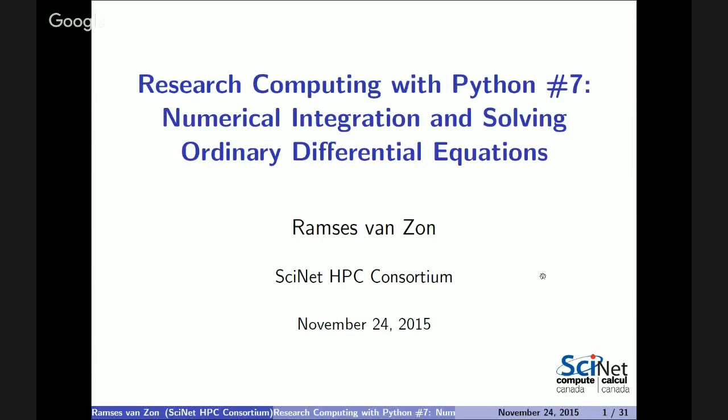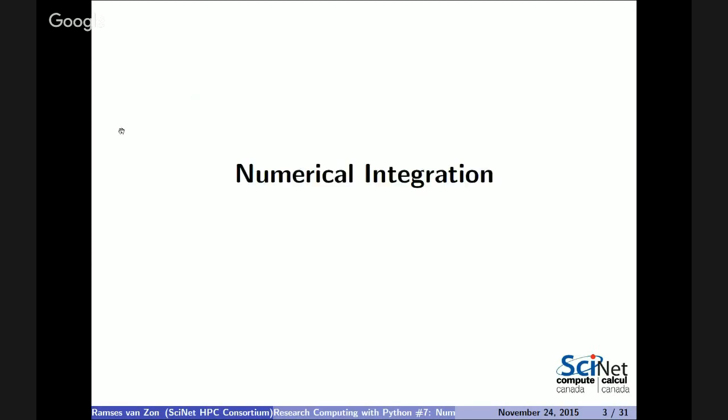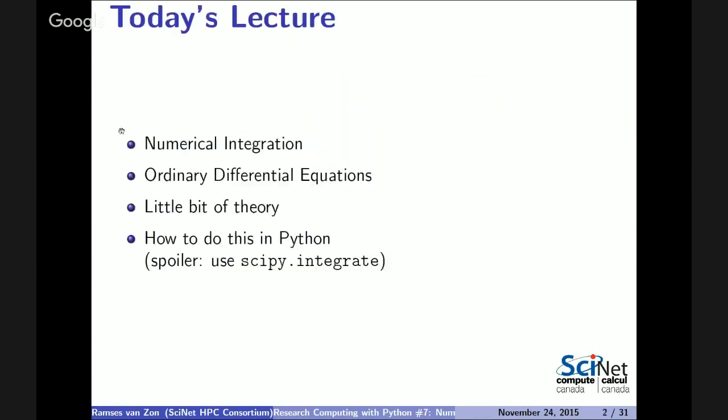So this is lecture 7 of Python, and today we're going to talk about numerical integration and solving ordinary differential equations. If you've noticed, the focus of this mini course is rather numerical things that you can do in Python, and so this is no exception. But these are some common things that happen that you might have to do if you have numerical data. We're going to look at numerical integration, some ordinary differential equations. I'll give some examples. A bit of theory, but not too much, on how to do this in Python.